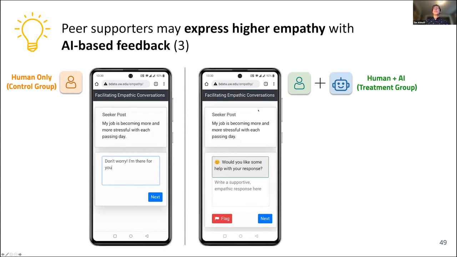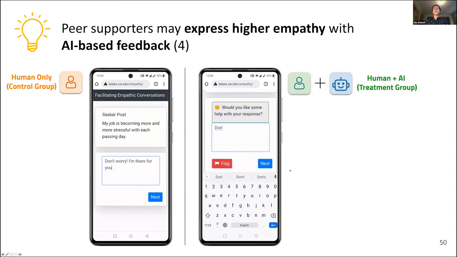So here's what the treatment group would look like, which has some feedback. We will have this little pop-up here, asking whether somebody wants help with their response. If people want to click on it and ask for feedback, we would give the feedback. And we will also pop this up whenever people are pausing for a long period, which might indicate that they're not quite sure how to respond. So let me show you how this works. You'll also see this red flag button that we use to evaluate safety.